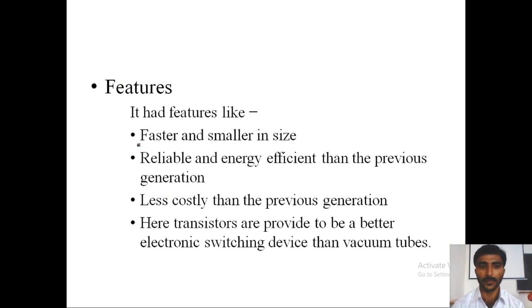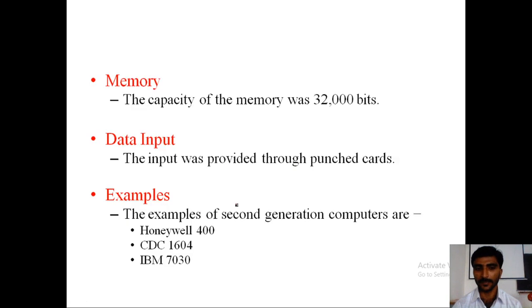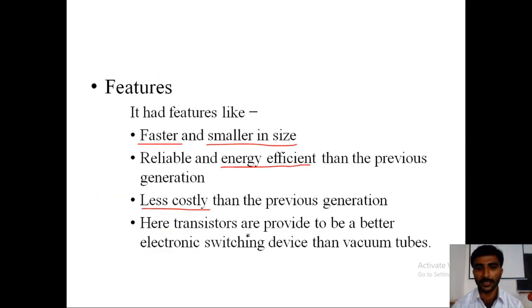Okay, so now these are some features. When they use transistors and magnetic tapes, computers get faster. They are very fast in performing any task, smaller in size, reliable and energy efficient. They take less power than the previous generation, as you already know, and are less costly because they are very small. Here, transistors proved to be a better electronic switching device than vacuum tubes.